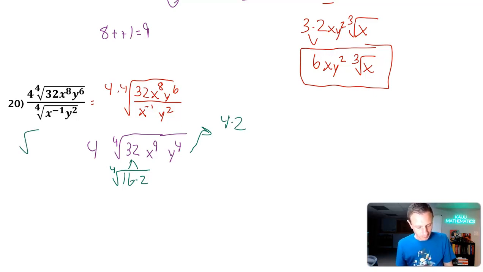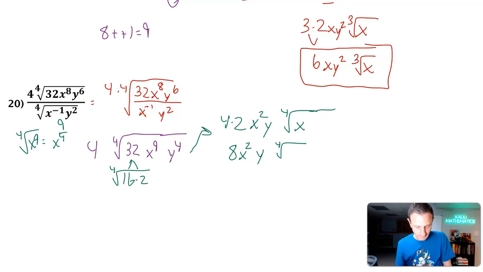Then we have the 4th root of x to the 9th. So that is x to the 9 over 4. 4 goes into 9 twice, so an x to the 2nd with an x on the inside, because 4 goes into 9 twice, being 8. So 4 times 2 is 8, still 1 left over, so 1 x left over. And then y to the 4th in the 4th root, that's just going to be a single y coming out. So 4 times 2 is 8, x to the 2nd y, 4th root of x.